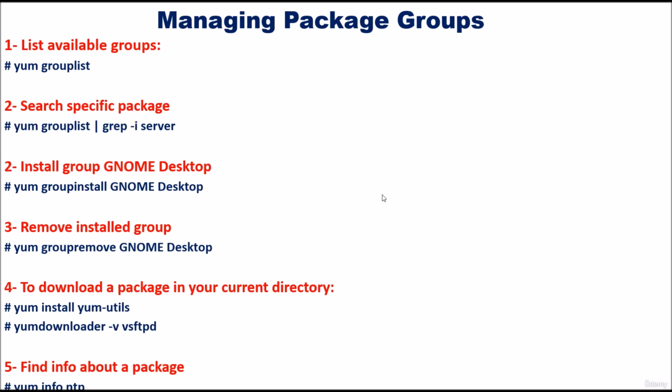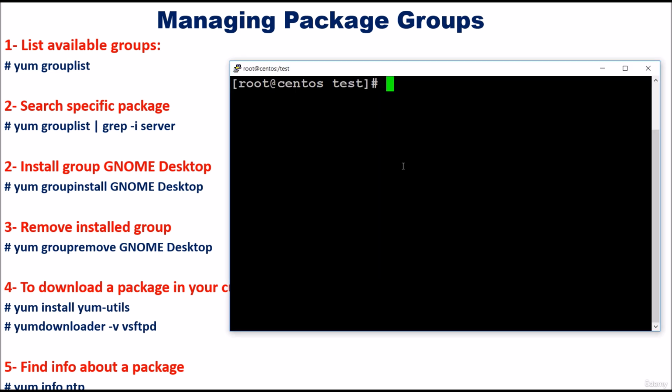Managing package groups. We can also list available groups or package groups that we need to install, or just to check what is available to us to install. We can also search for a specific package. We can also install a package group, and we can also remove a package group. We can also download a package in your current directory or any other directory. And we can also find information about a particular package. So let me bring up the terminal and I'll show you how to do that.